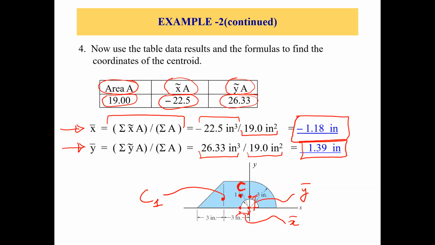So that's how we are done with this problem, finding the centroid of this complex shape by following these steps, filling out this table and applying these equations. We can find x bar and y bar of the centroid of this complex shape. All right, so with this we come to the end of this lecture, and we come to the end of chapter 9. Thank you.